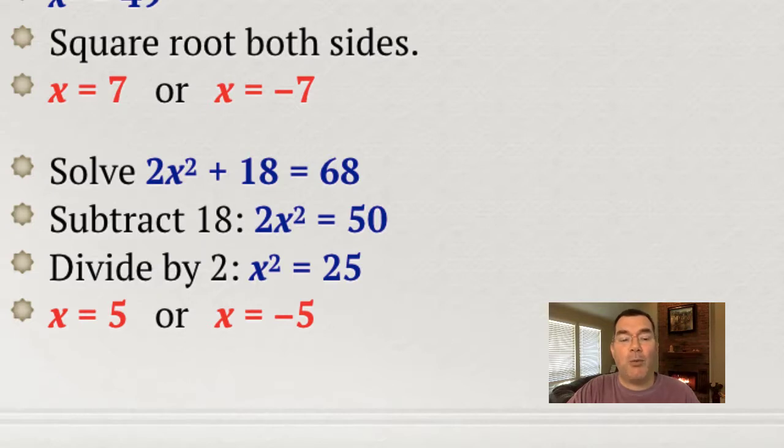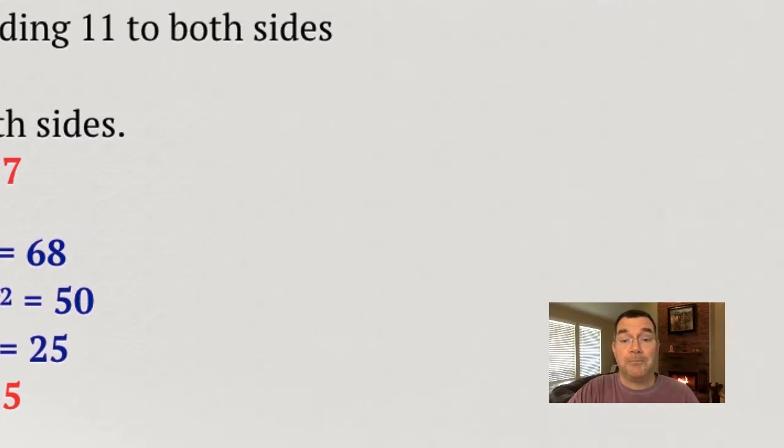And you have to remember that when you're square rooting, there's always going to be a positive and negative possibility for what the square root is. So please consider both of those.